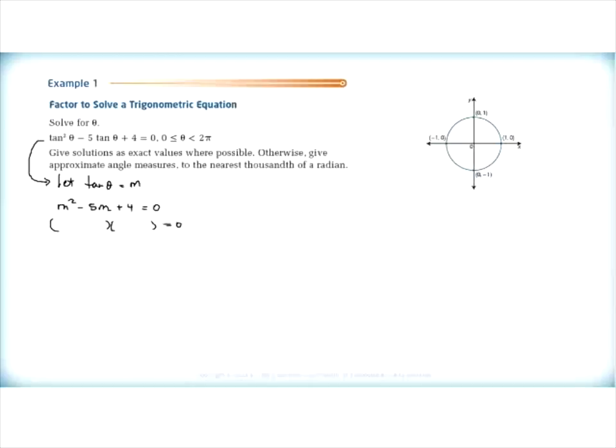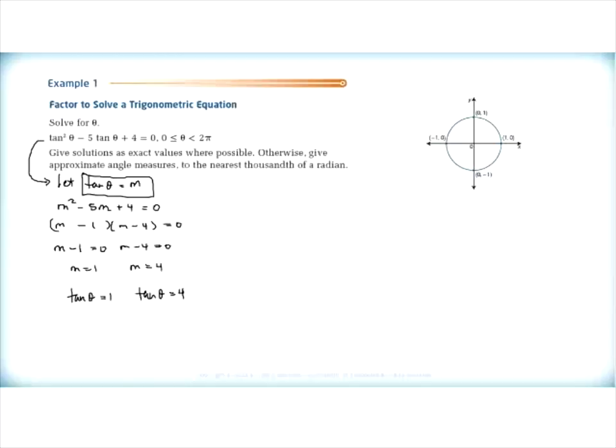When I factor this, I'm looking for 2 numbers that have a product of 4 and a sum of negative 5, which of course would be negative 1 and negative 4. I use my zero product property: m subtract 1 equals 0 and m subtract 4 equals 0. And I get m is equal to 1 and m is equal to 4. I'm certainly not done here because I'm not asked to solve for m, I'm asked to solve for theta. We need to remember that we let tan theta equal m, so I'm going to replace my m with tan theta. Therefore tan theta is equal to 1 and tan theta is equal to 4.